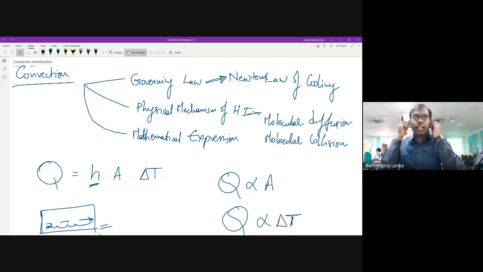So let's quickly review what we have seen in the last class. We have seen an introduction to convection. In this, we will see three parts regularly. That is governing law, mechanism of heat transfer, and mathematical expression. So governing law is Newton's law of cooling. The mathematical expression for this governing law is Q is equal to hA dT, we have seen. And the physical mechanism is molecular diffusion and molecular collision, we have seen.